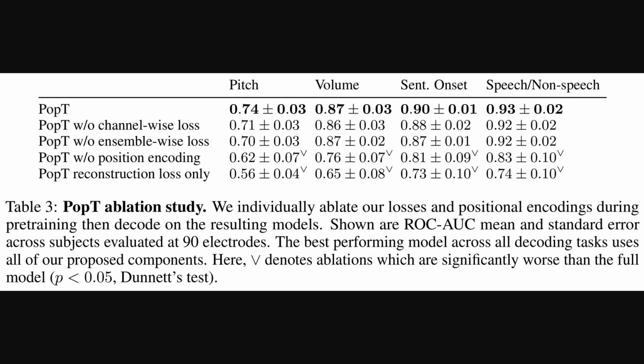Alright, so building on that strong generalization, this table digs into why the population transformer works so well. It's an ablation study, which is where researchers take apart their model piece by piece to see how important each part is. We're looking at ROC-AUC scores again. For tasks like decoding pitch or speech, the top row is the full population transformer. Then they remove things like the channel-wise loss, or the ensemble-wise loss, which are specific learning rules, or the position encoding, which tells the model where brain channels are located. And you can see performance drops, especially without position encoding, or when using only a simpler reconstruction loss. This really shows each component is crucial.